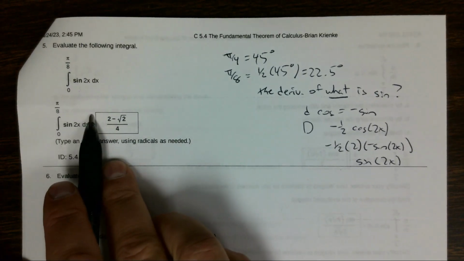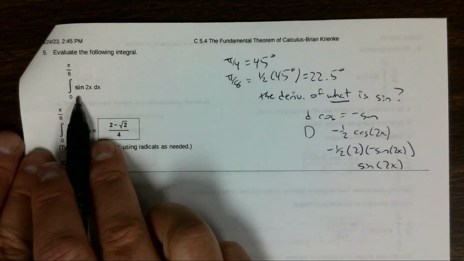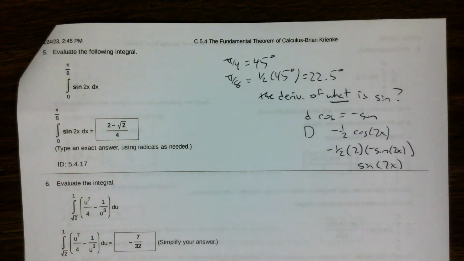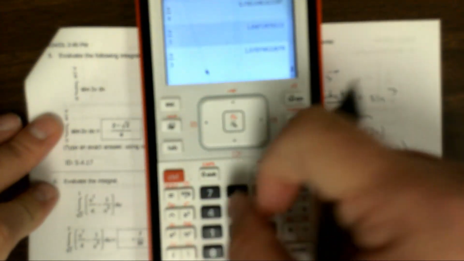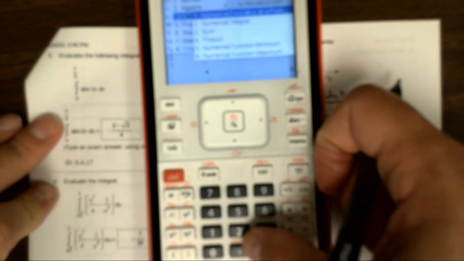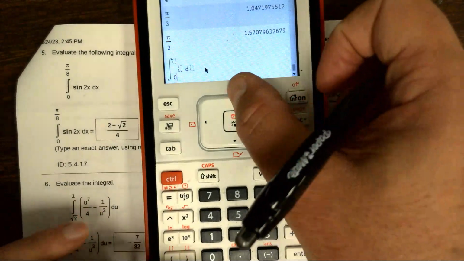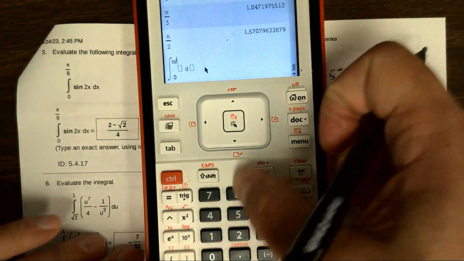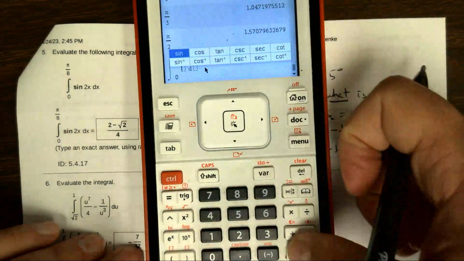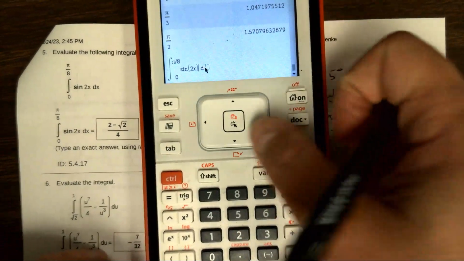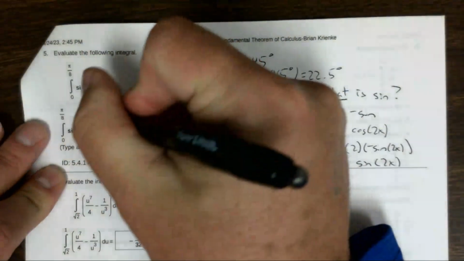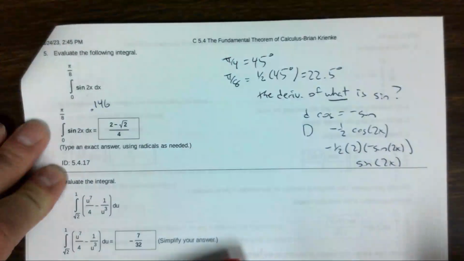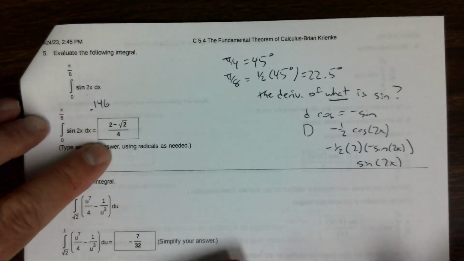So basically, when you see something like this, this is going to give you a weird decimal. So this is going to be probably the hardest one. You're taking the integral from 0 to pi 8 of sine 2x dx. That gives you this 0.146, and there's no way I remember that one. That's not a common one at all.